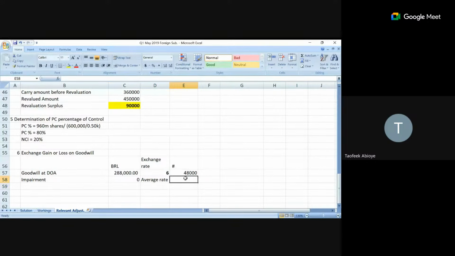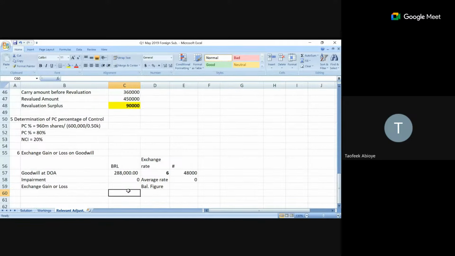However, in this solution, we don't have an impairment. So your impairment will be 0. Now, you leave a line for the balancing figure. That balancing figure will determine our exchange gain or loss. So we call this place exchange gain or loss, which we will determine by ourselves now. Maybe it's a gain or loss, we will determine. It will be a balancing figure.